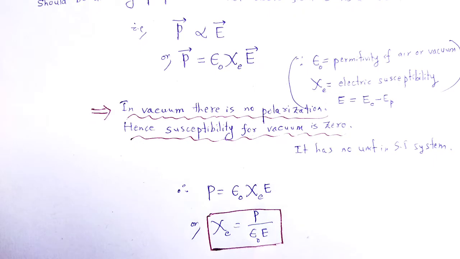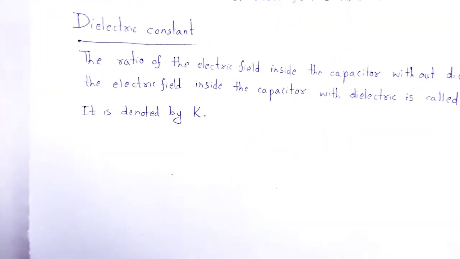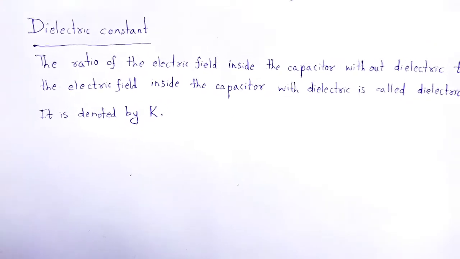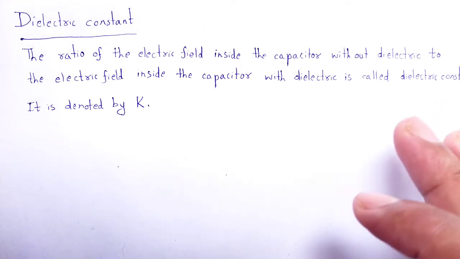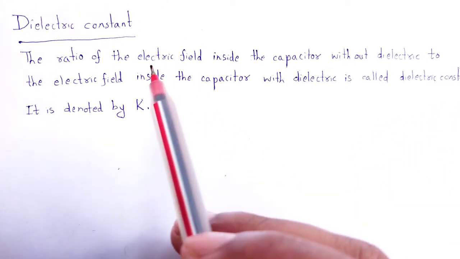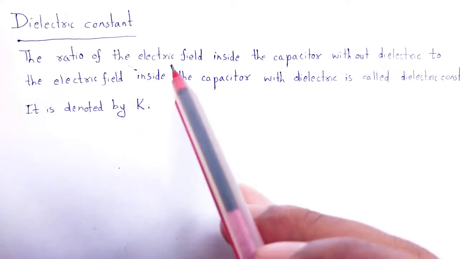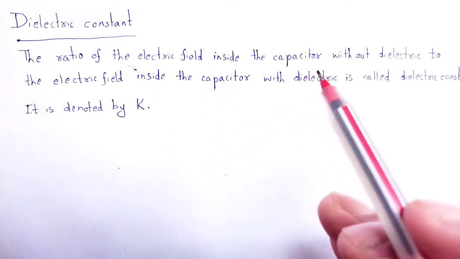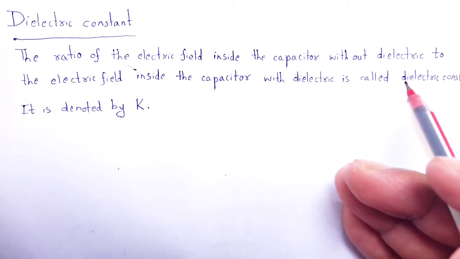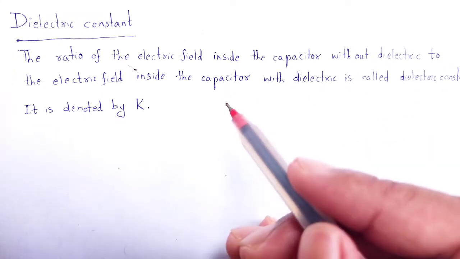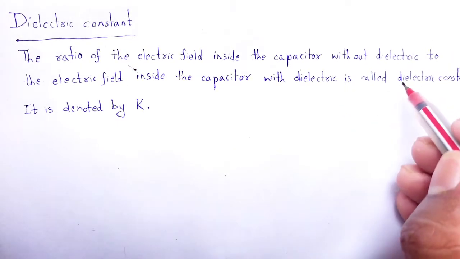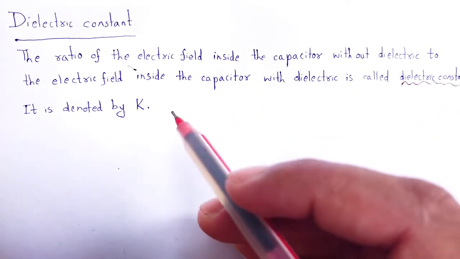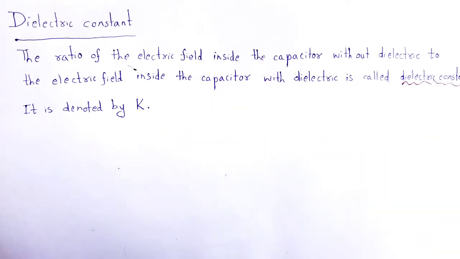Now, another term which is known as dielectric constant. How do we define dielectric constant? Dielectric constant is the ratio of the electric field inside the capacitor without dielectric to the electric field inside the capacitor with dielectric, which is known as the dielectric constant, and it is denoted by the letter K.